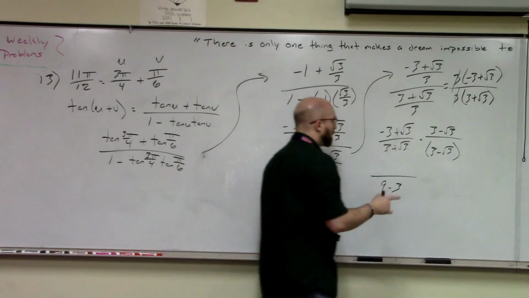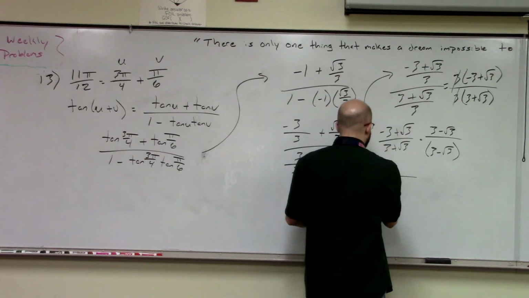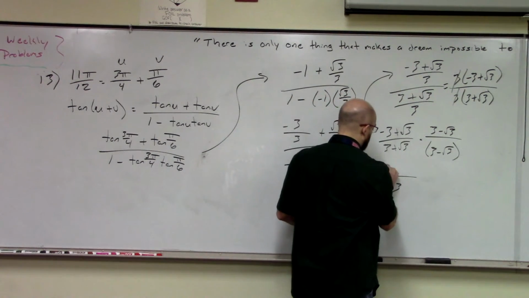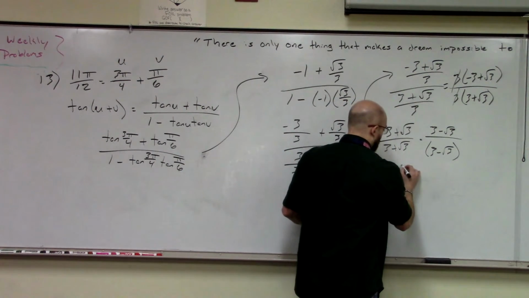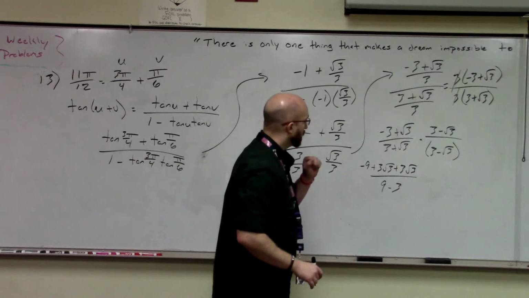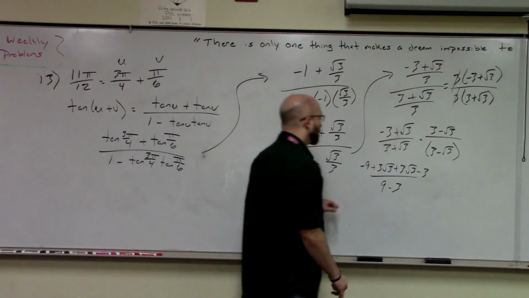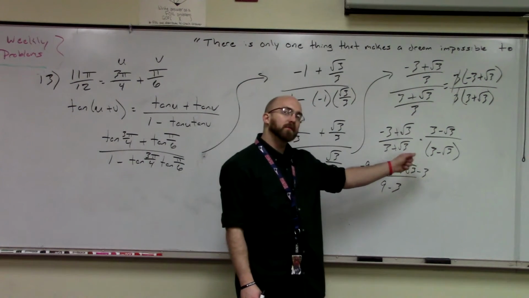And then the top, let's go ahead and factor that out. We get -9 plus 3 square root of 3 plus another 3 square root of 3, minus 3. So that's what we get on the top. We can combine these. They have the same square root of 3, we can combine them.